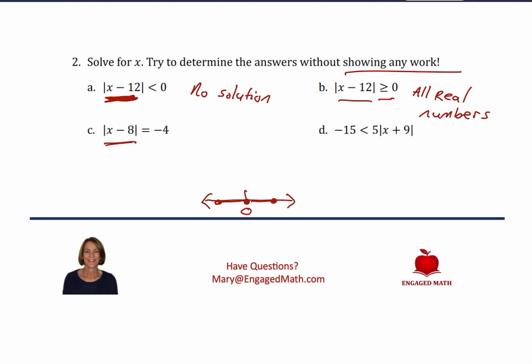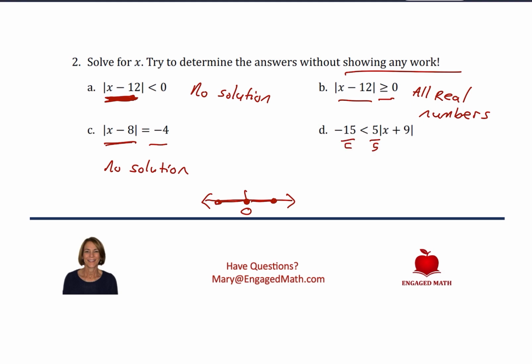All right, how about the absolute value equal to a negative? By the same logic as we had in A, not possible. We can never have the absolute value being equal to a negative, and much less a -4. So no solution.